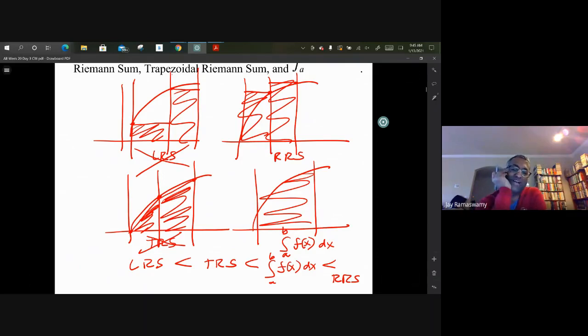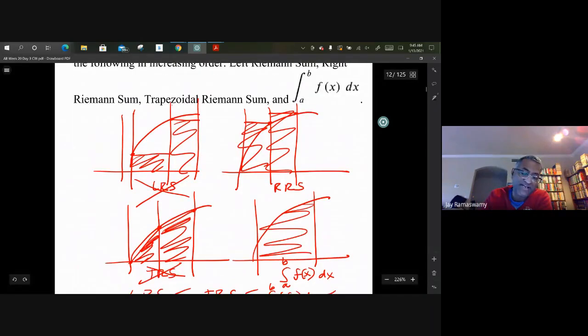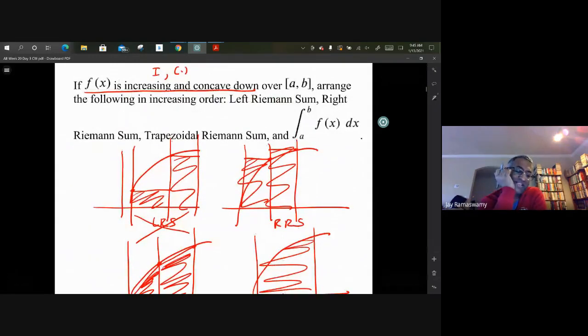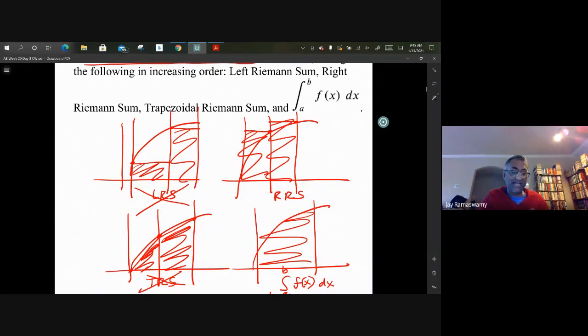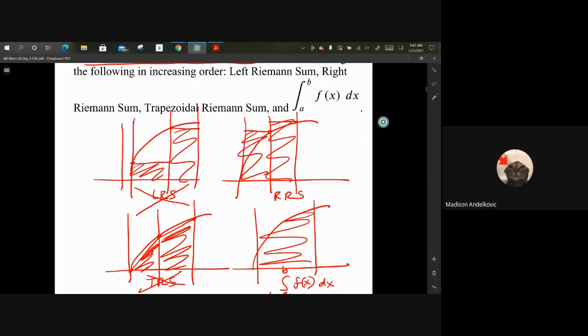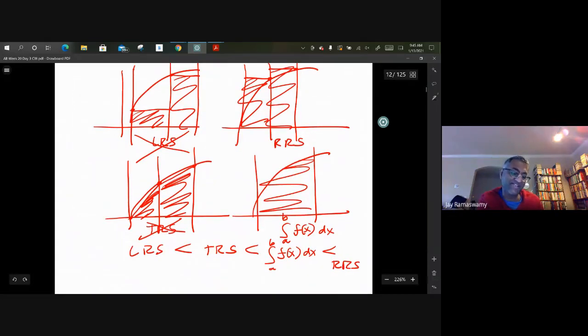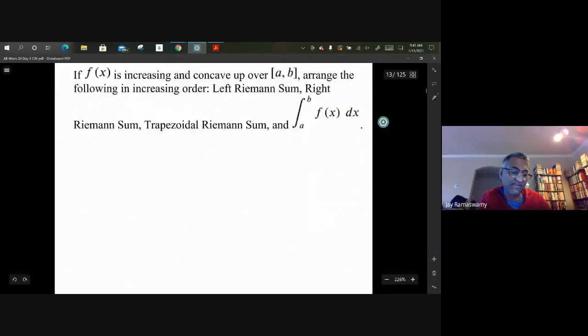Okay, before I move on, read the question again and observe what we did and why we did what we did. It gave you instructions. It said increasing and concave down. Arrange the following areas in increasing order. We sketched the figure, labeled all the areas, and then we shaded them, and the answer just shows up. The left Riemann sum was a real underestimate, a really small area. The trapezoidal Riemann sum was slightly underestimated. The actual area was next, and then the overestimate. Let's do one more for practice, right on page 13.